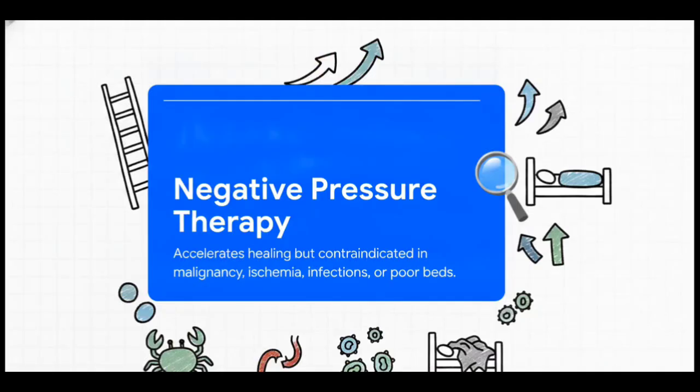Now, before you even think about moving up that ladder to grafts, you might actually need to prep the wound bed. This is where negative pressure wound therapy, or NPWT, comes in. It's an incredible tool to promote granulation and get that wound ready for a graft. But, and this is a huge but, you must know the hard contraindications. Never, ever apply NPWT if there's malignancy, ischemic wounds, active infections, or if the tissue hasn't been adequately debrided.